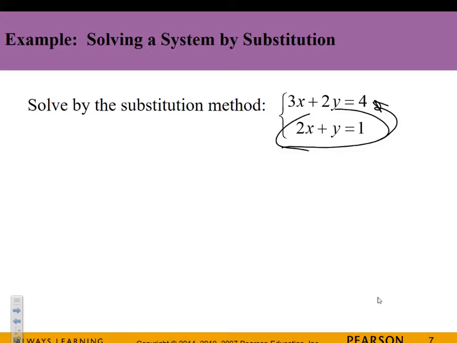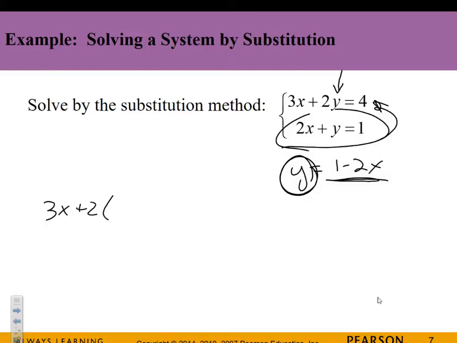So in this case, I can modify the second equation to be y equals 1 minus 2x, correct? What's nice about that is now I know what y equals. What does y equal? 1 minus 2x. And I can take that value and plug it into the y in the other equation, which is substitution. So 3x plus 2 times y should be equal to 4. We said that y has a value of 1 minus 2x. At this point, we're just going to solve it because now we have one variable.